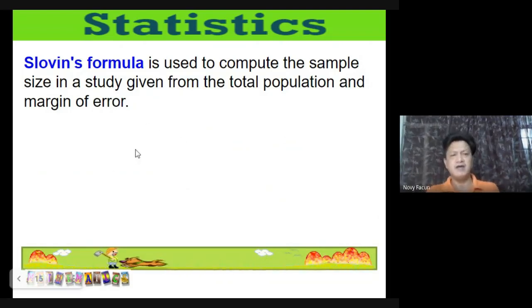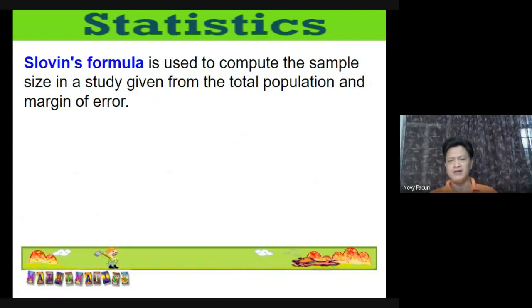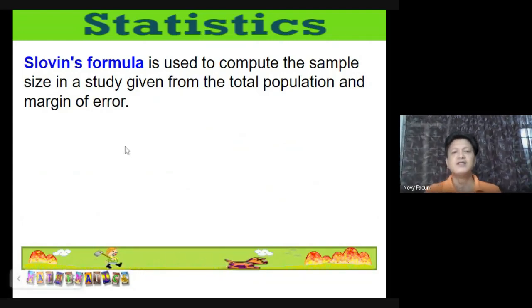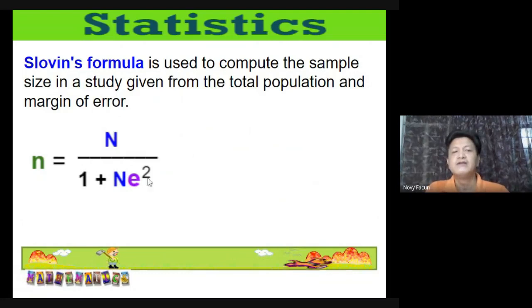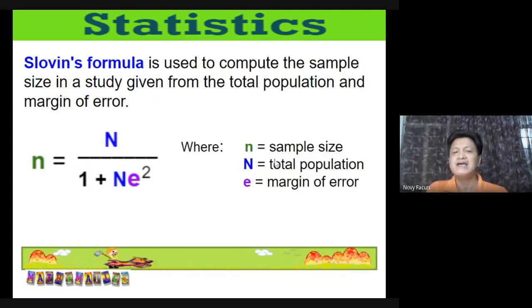Okay, ibig sabihin yan, yung sample natin, kung dinivide na natin yan into strata, paano ko malalaman yung sample size na yon? So we have the formula. So n is equal to capital letter N divided by 1 plus capital letter N e squared. Ano yung ibig sabihin ng letters na yan? Wherein n is the sample size. Yun yung small letter n natin. Okay. Yung capital letter N naman, that is the total population. Yung e naman natin is the margin of error.